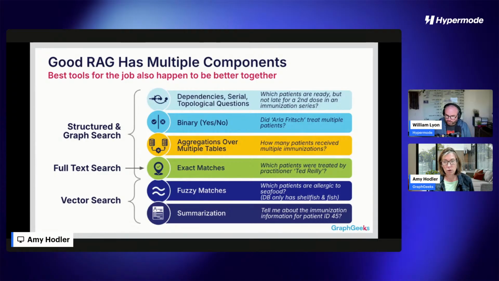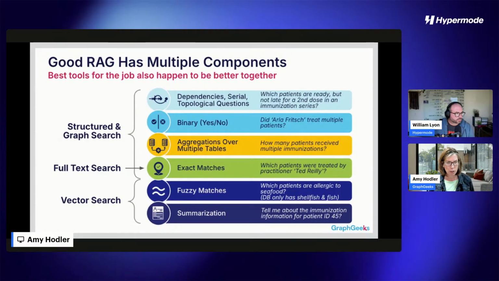You can use full text search for exact matches. Graph is also good for exact matches, as is structured search in general. But some of the things that are classically graphy are dependency searches and topological questions, like which patients are eligible for, but not late for, a second dose of an immunization in a series. For example, MMR is a multi-dose series that you have to get one after the other, but you can only do it in a certain time period. Otherwise, you have to start over. So there are things like that that graphs are really good at.